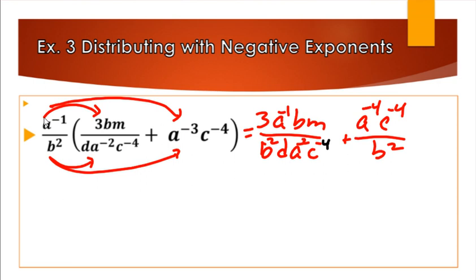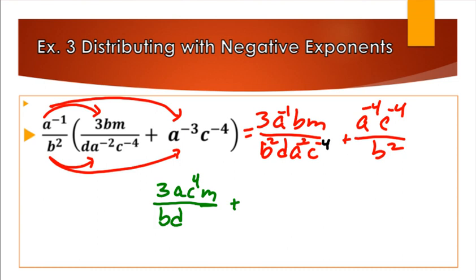We can simplify here. We have 3 in the numerator. A to the negative first minus a negative 2 is just a. We have a b to the 1 divided by b squared, which would be b to the negative first. So we're going to put b down in the denominator. We have a d in the denominator. We have c to the negative fourth, has to be in the numerator, so c to the fourth. And then we have an m in the numerator.